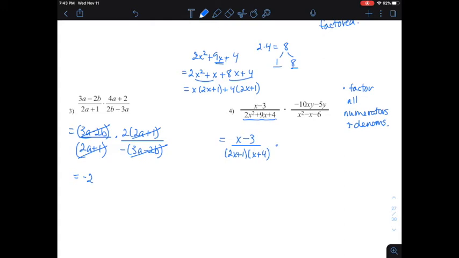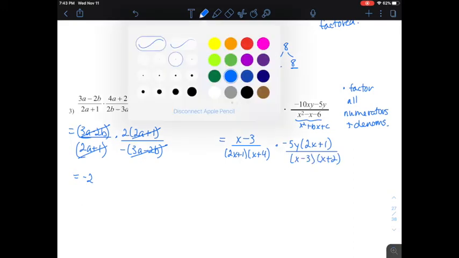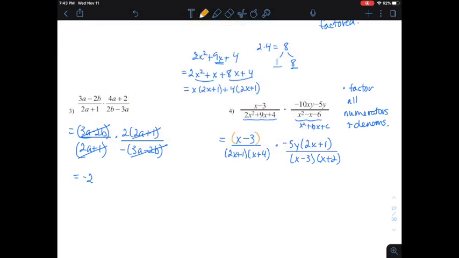So now we're going to factor this numerator, and I can see I can factor out negative 5y. And I'm going to end up with 2x plus 1. And in the denominator, I can see this is in the form of x squared plus bx plus c. So I need two numbers that multiply to negative 6 and add to negative 1. So these ones you should be really fast at by now. Okay, and remembering that there are implied brackets here, I can now go and cancel.